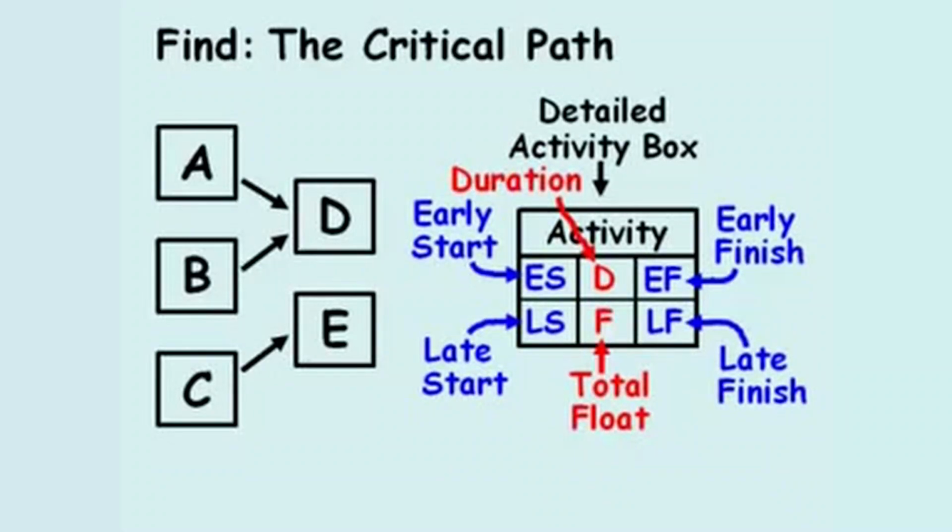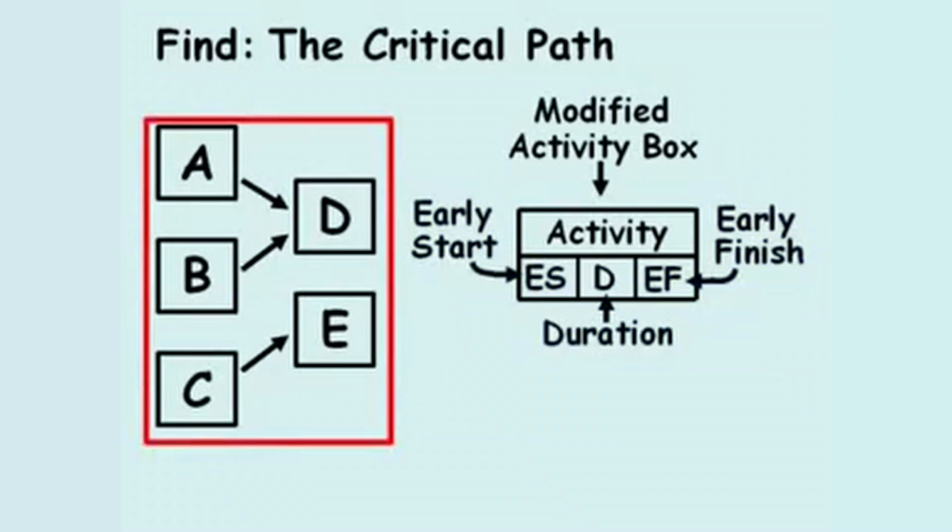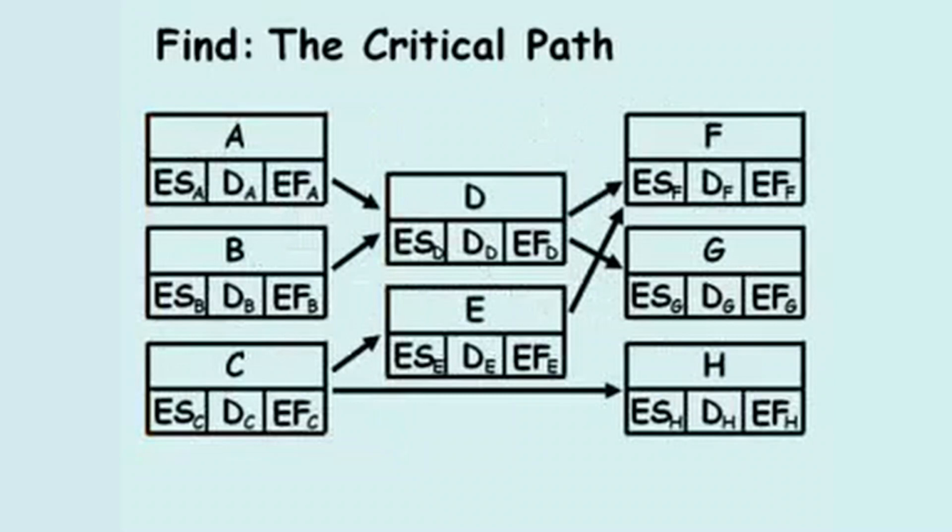In this problem, we will only use the top 3 cells, the early start, duration, and early finish, and will remove the lower half of the box. Next, we'll rebuild our network diagram using this modified activity box, where the first 8 activities on the project schedule are shown here.